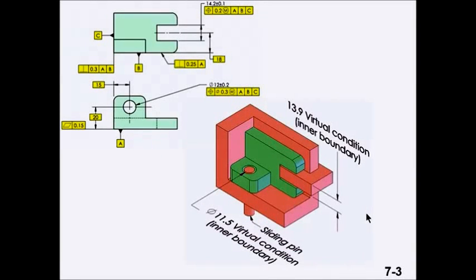Explain that these position tolerances may be thought of as single limit controls, meaning that there is a single boundary that the surface of the feature may not violate. This boundary is called the virtual condition.